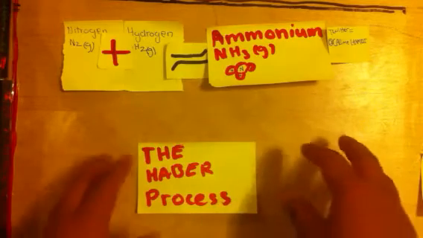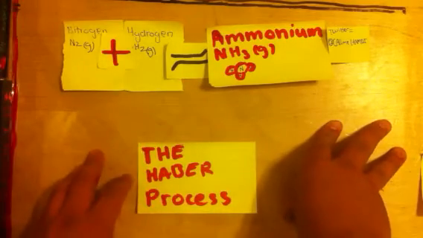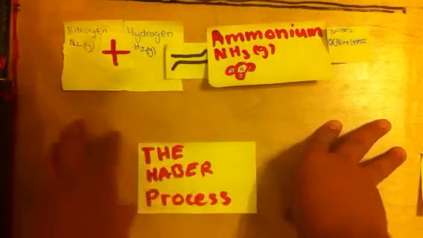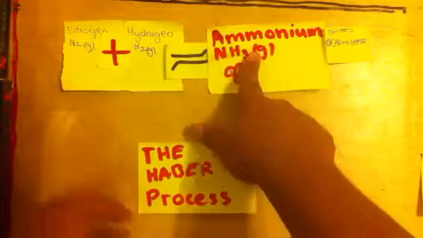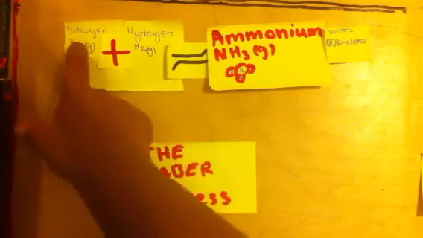Hey there viewer, I'm going to be bringing you my take on the Haber process, what it is, what it does, and how it works. Basically the Haber process is the production of ammonium from the reactants of hydrogen and nitrogen.